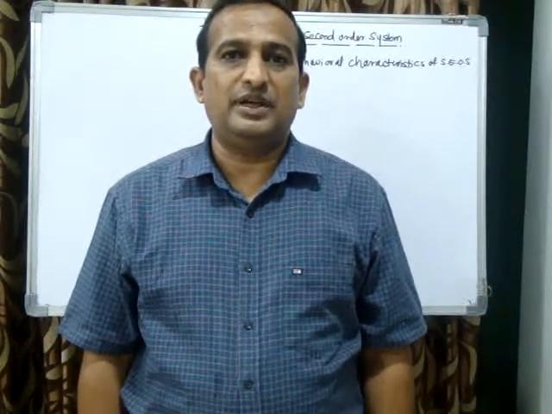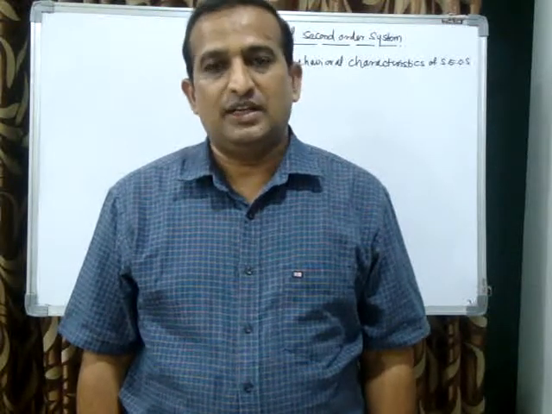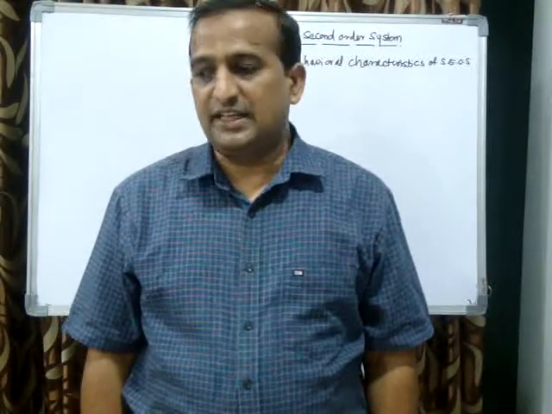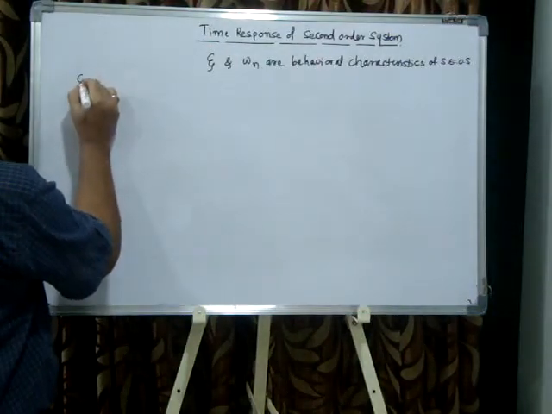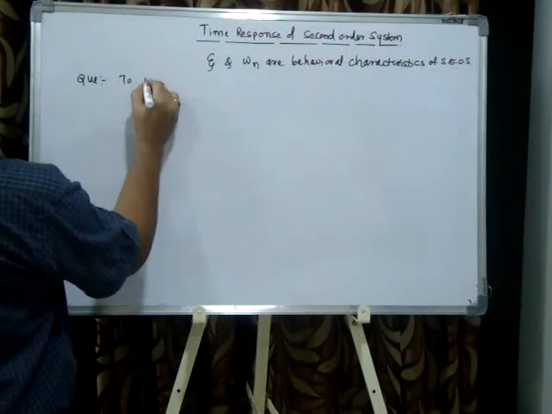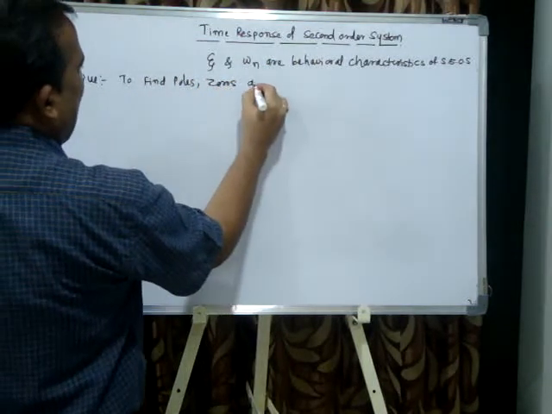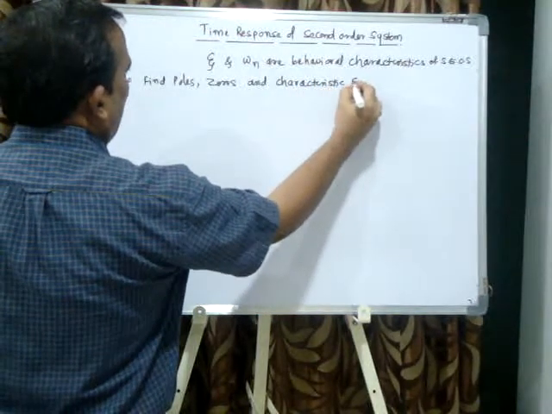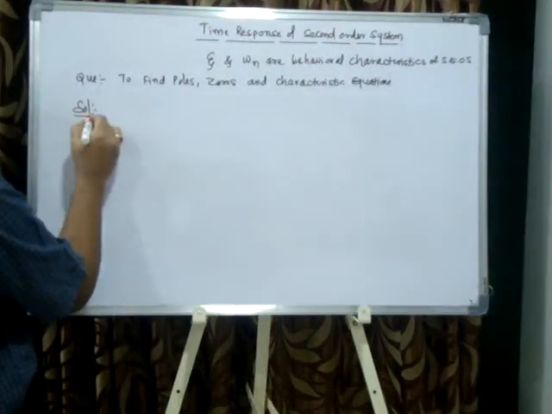Already we have seen the poles, zeros and characteristic equation also, and before that I'll talk about the S plane, zeros, poles and characteristic equation. For example, to find poles, zeros and characteristic equation, we are familiar with the transfer function, closed loop transfer function and open loop transfer function.